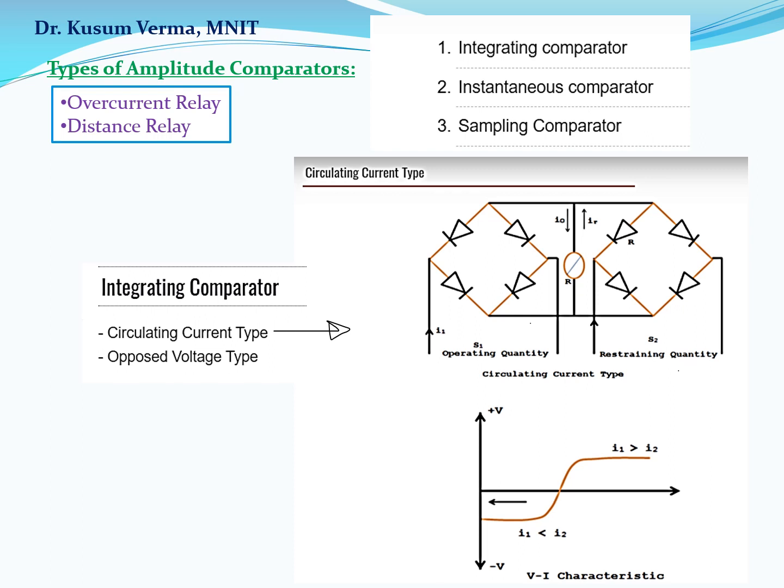And in the figure we can see that there are two full wave rectifiers. One is for the operating quantity and another is for the restraining quantity. Rectifier bridge type comparators are widely used for the realization of overcurrent and distance relay characteristics. The output of these bridges is applied to a DC polarized relay whose operation depends on the direction of current or voltage. Whenever the operating quantity exceeds the restraining quantity, the relay operates, as also shown from the V-I characteristics.